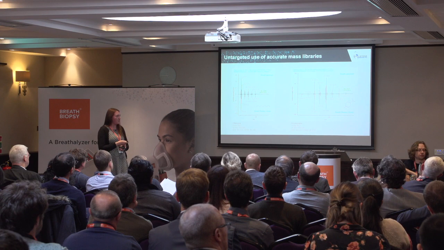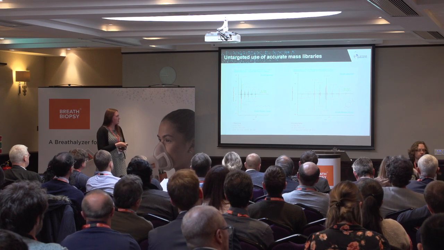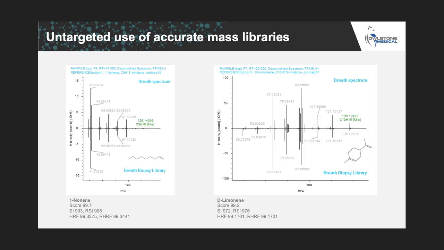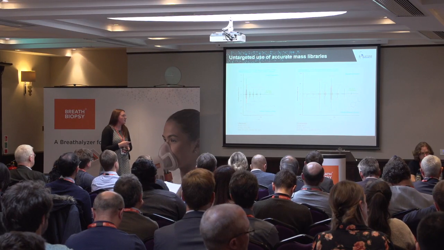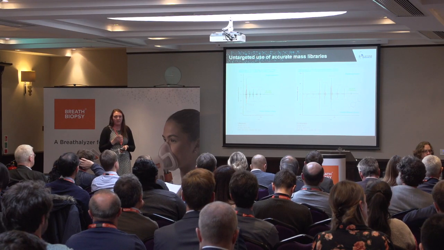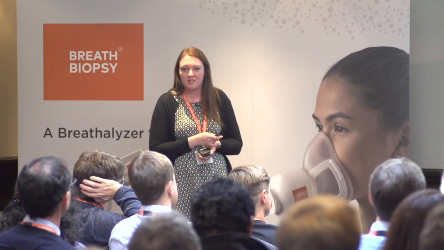Some more examples of this working in breath. To the left, we have 1-nonene. Now, alkanes and alkenes can be very hard to ID because they have very similar fragmentation patterns. It's often the ion ratio that becomes important in identifying them. And limonene, we've seen talks this morning already of the clinical importance of limonene, particularly for our EVOC probes. So being able to identify this to a very confident level is very valuable to us.